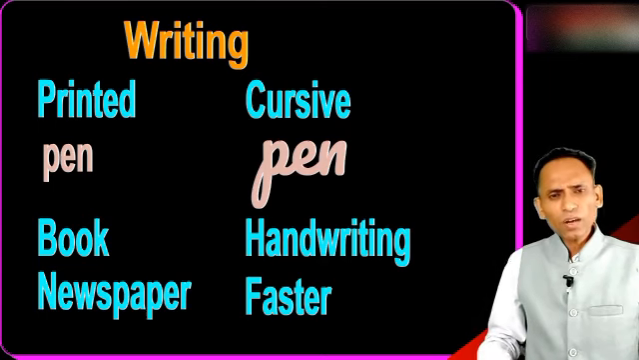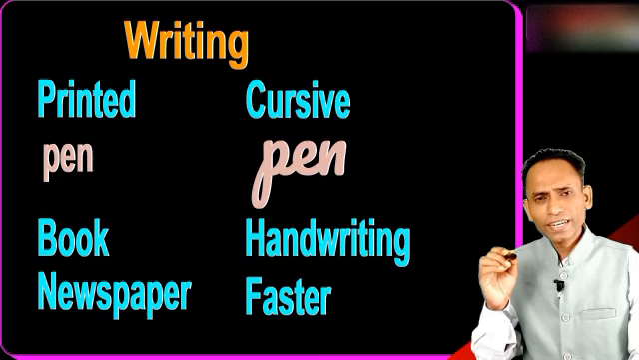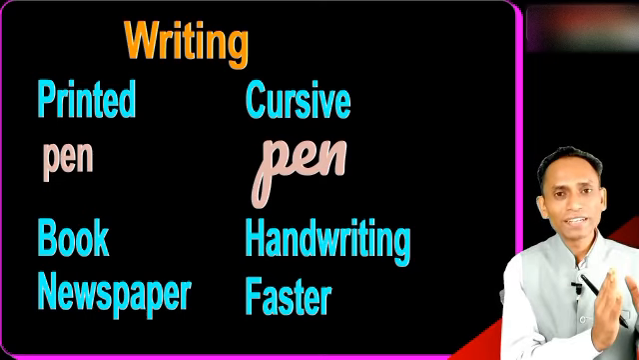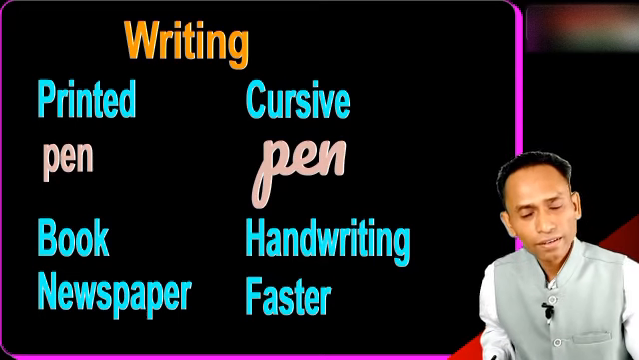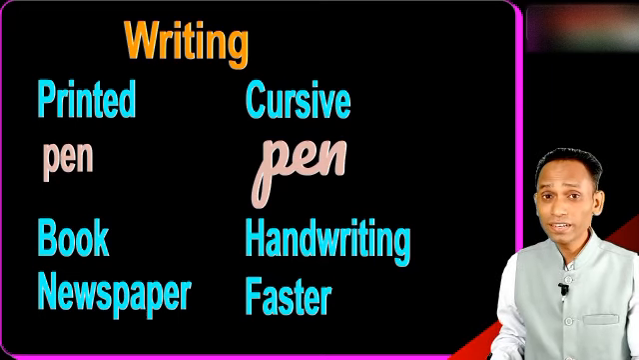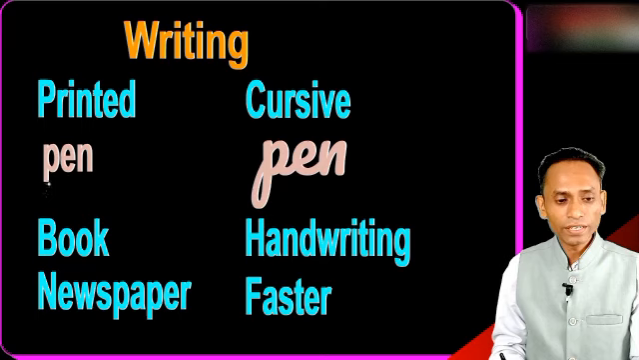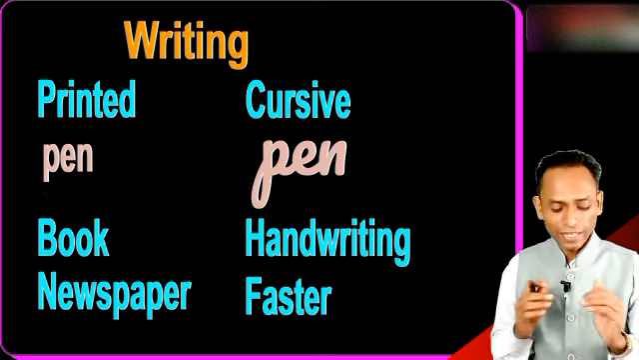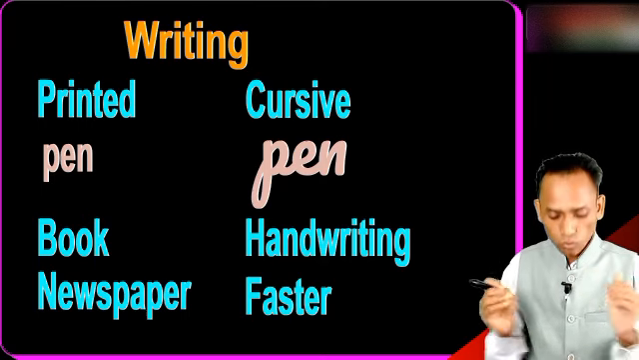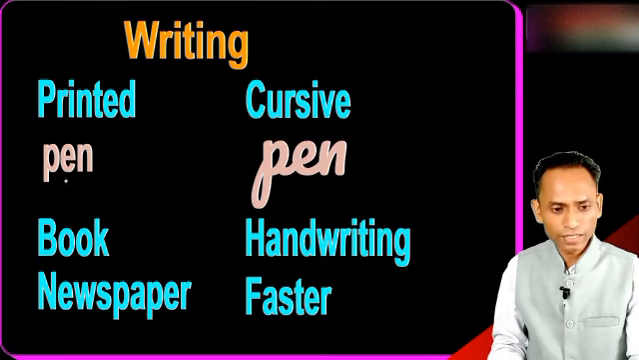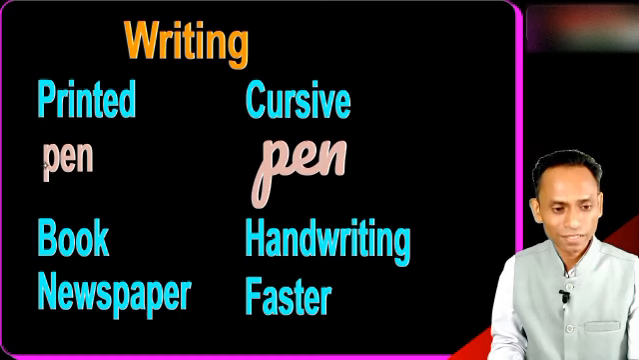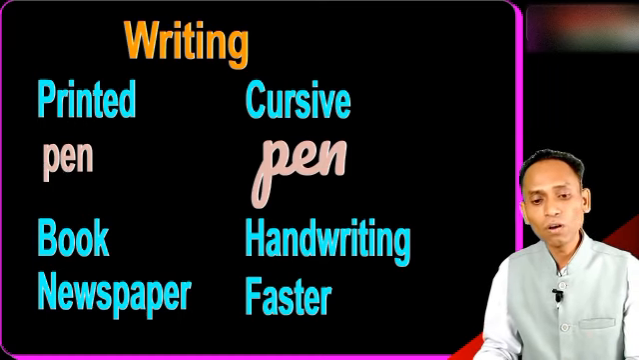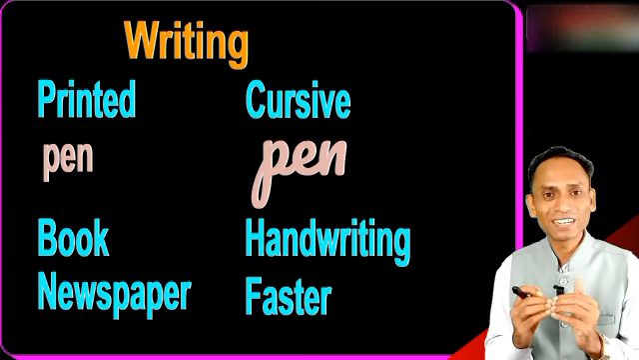See, each letter can be written in two different writing styles. One is called printed writing and another one is cursive writing. Which is the printed writing? Look here. P-E-N. This is printed writing. Why? Each letter is separate, not connected. P separate, E separate, N separate, right? So this is printed writing. But look here, same word, pen. Here all letters are connected to each other, right?